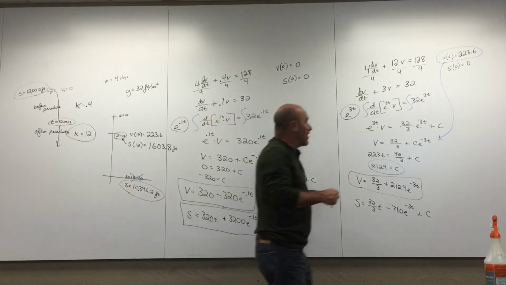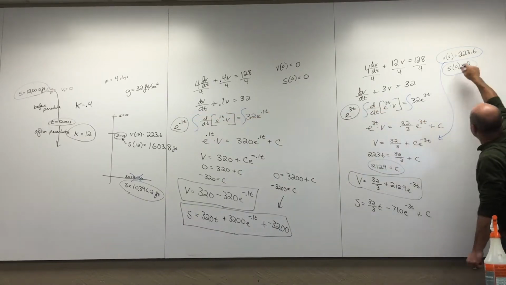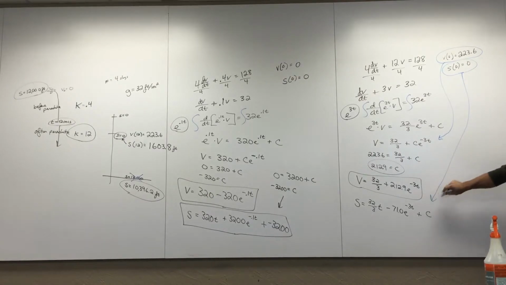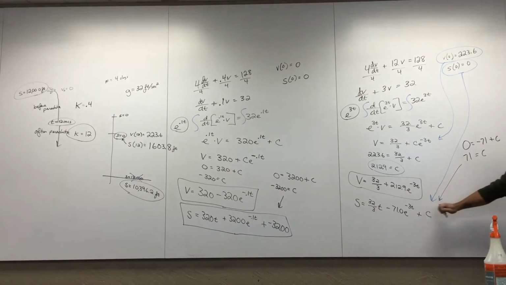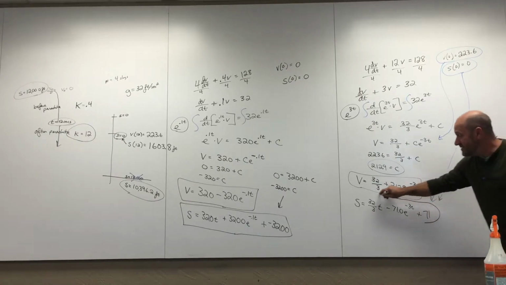Remember we called that initial height 0 again, so I can plug that in. When I do, I'll get 0 here. I'll get a negative 71 plus c, so c will be the positive 71. If you don't mind, I'll just plug that in. This is awesome.